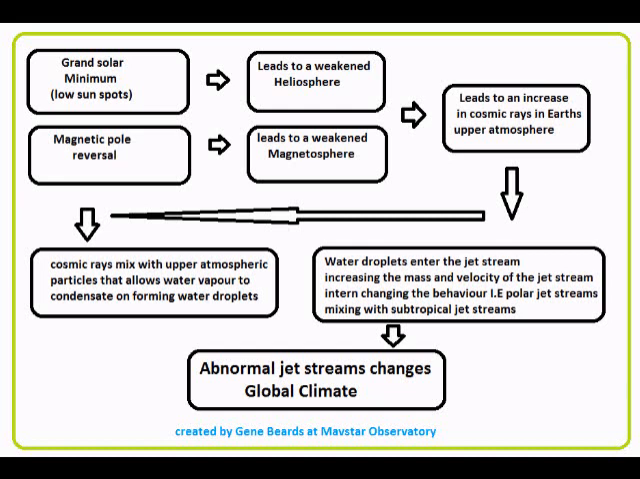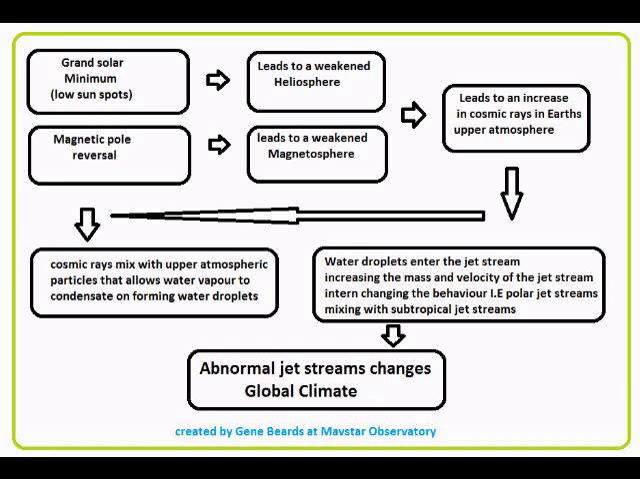Now, cosmic rays do other things. We will leave that for another day. We'll look at the health aspects of more radiation coming down to the surface. But for now, what we're going to do is just concentrate on the effects it has on the climate and how we're affected in turn.